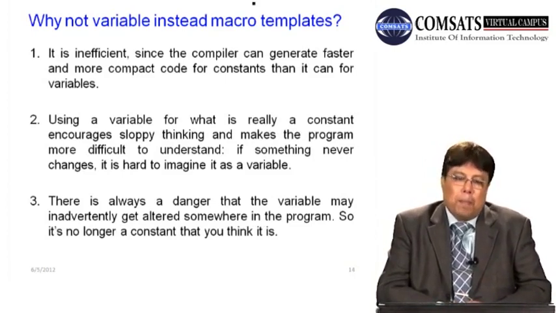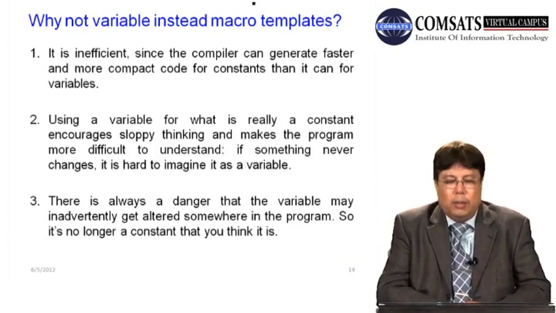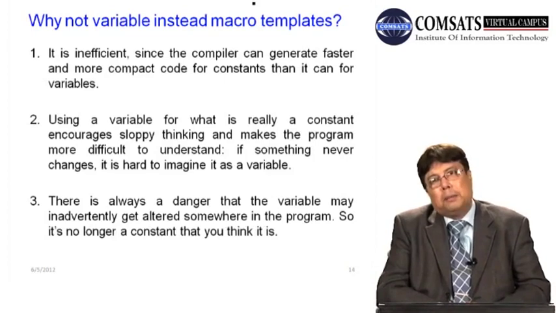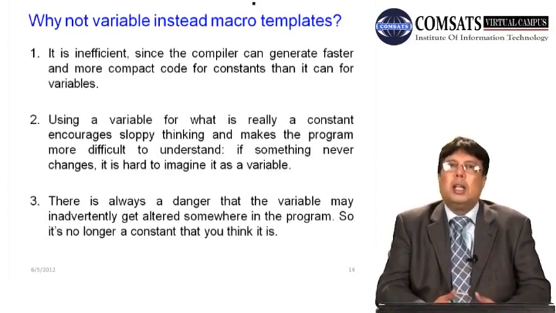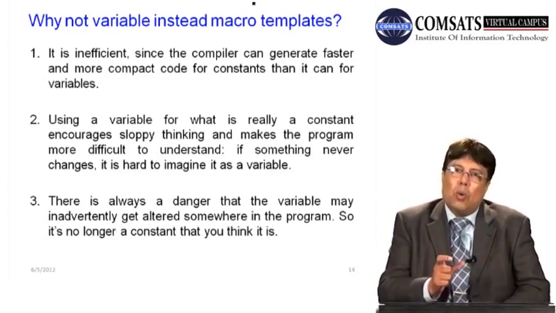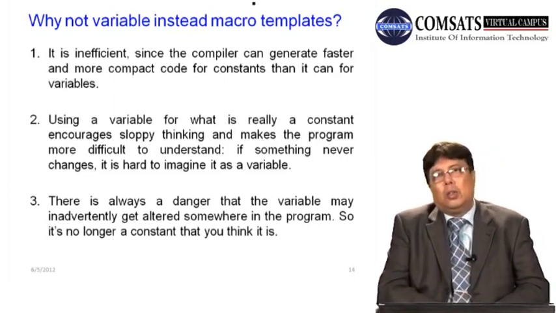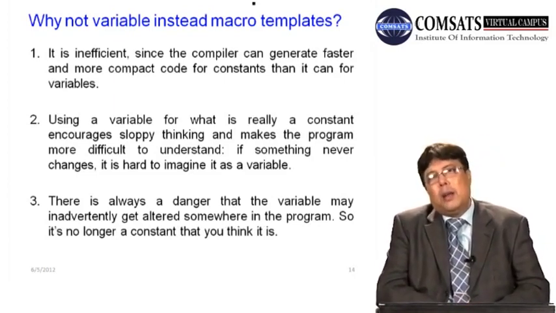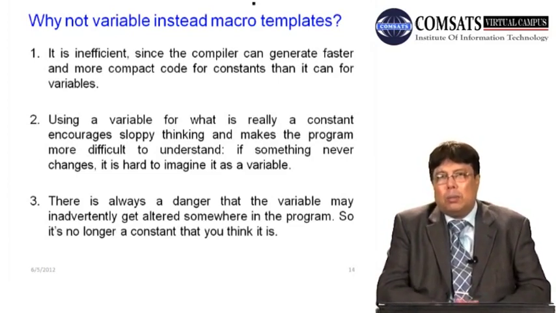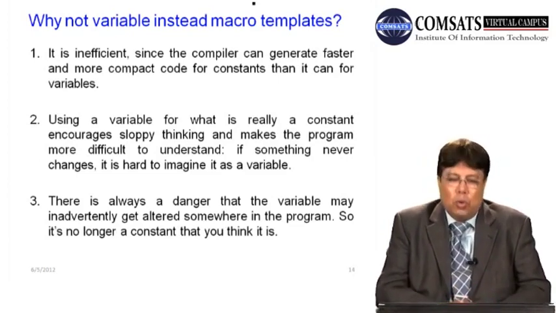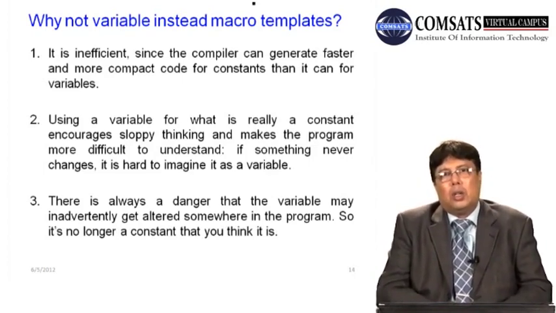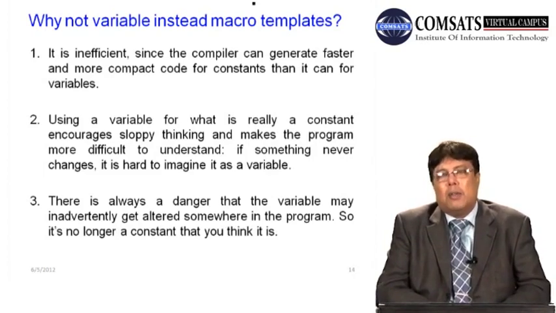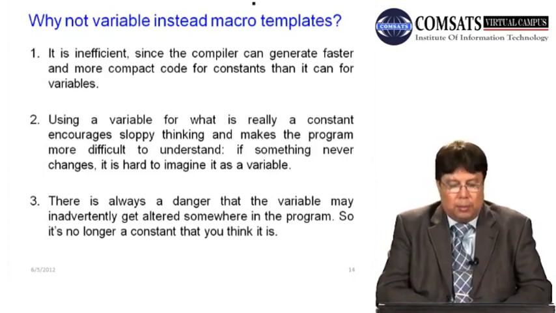Second argument could be using a variable for what is really a constant encourages sloppy thinking. क्या मतलब इसका? कि भाई जो एक कांस्टेंट है उसको कांस्टेंट ही रहने दें. जब किसी कांस्टेंट को एक वेरिएबल नेम असाइन कर दे तो वेरिएबल का मतलब है कि it should vary, but the data is constant. So एक कांस्टेंट के लिए वेरिएबल को यूज करना is really a sloppy thinking. So we discourage to use a variable for the data which is basically a constant data.